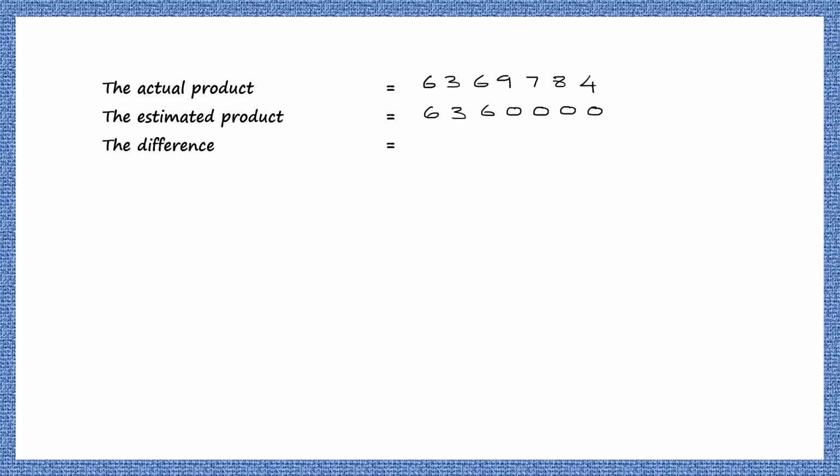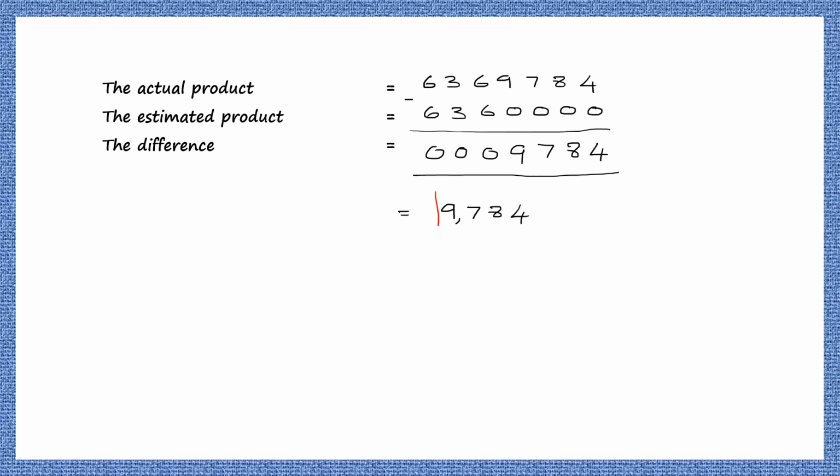Now, we have been asked to find the difference. That means we have to subtract. Now, let's subtract 4, then 8, 7, 9, 6 minus 6 is 0, 3 minus 3 is 0, again 6 minus 6 is 0. So we have found the difference to be 9,784. So we've got all our answers. So first we found the estimated product, then we found the actual product, and then we found the difference. With this, children, we come to the end of this exercise.